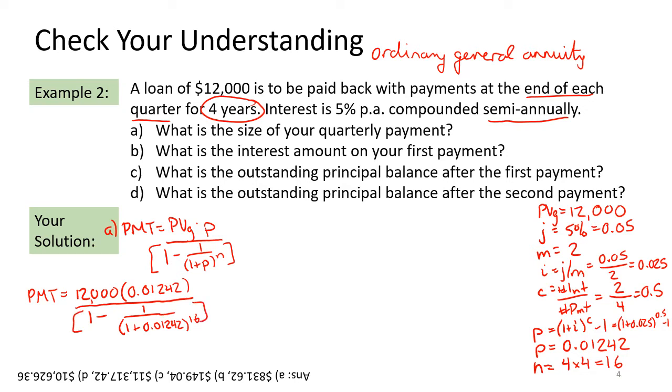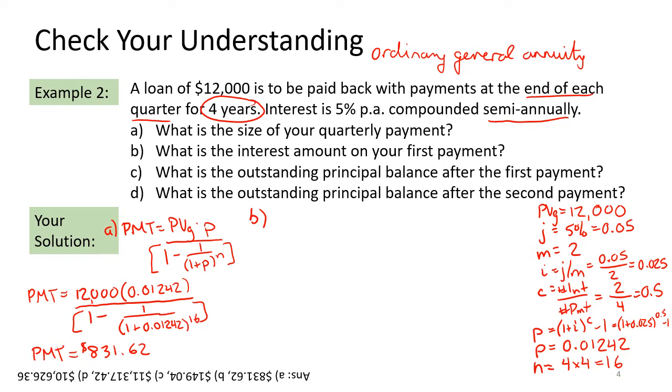Okay? If you calculate that out, you get a payment of $831.62. So just like in the last question, now we're going to break this down into interest and principal. So part B, what is the interest amount on your first payment?